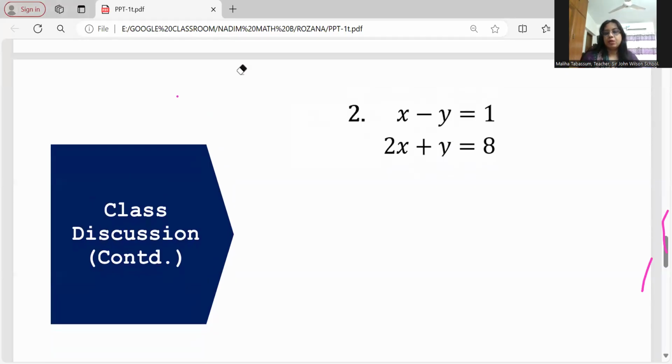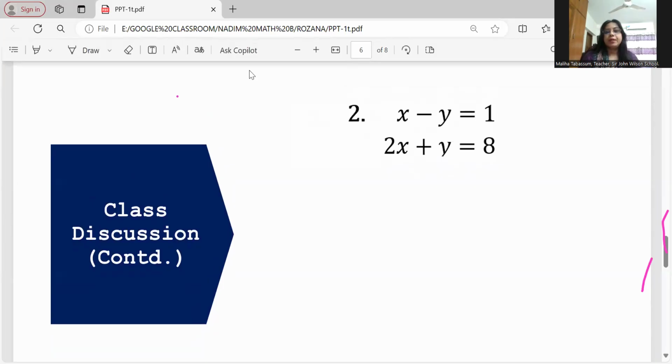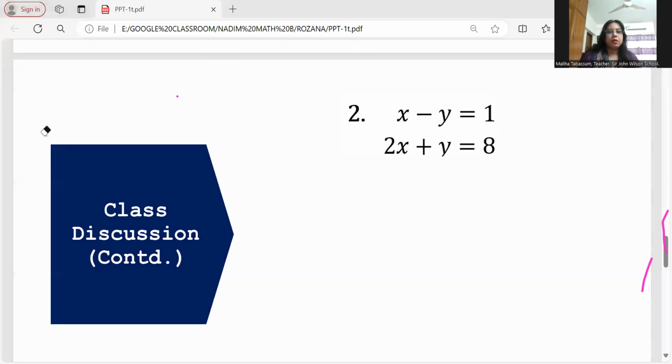x minus y equals 1, 2x plus y equals 8. Here we can use the substitution method. First equation is x minus y equals 1 and the second equation is 2x plus y equals 8. So from the first equation, we can find out the x value. We can write x equals 1 plus y.